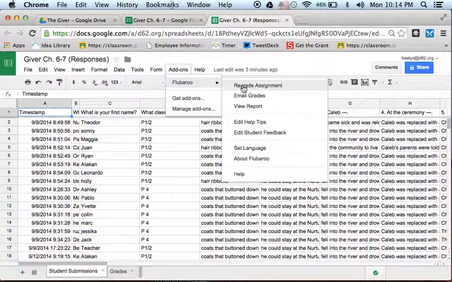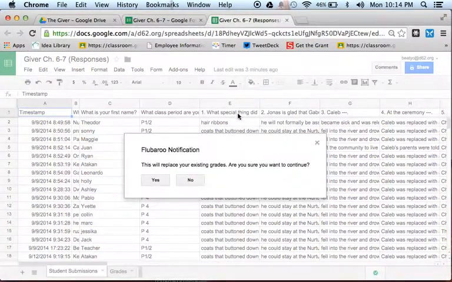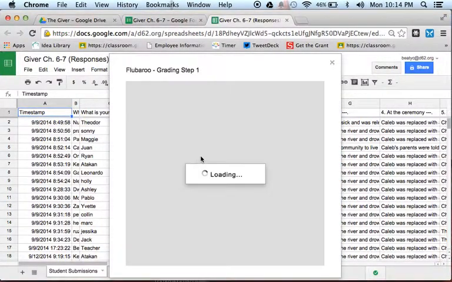So now I'm going to regrade the assignment because I've already graded this before, so it'll say regrade. Otherwise, if it was the first time through, it would say grade assignment. I am going to replace, and it's going to take me through the steps.